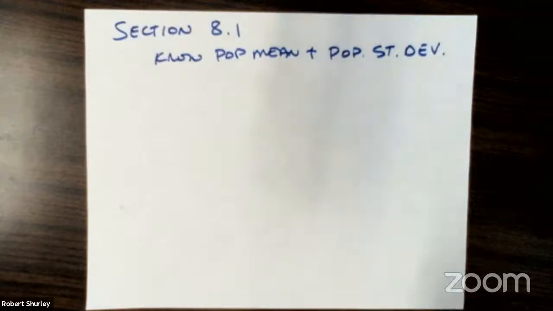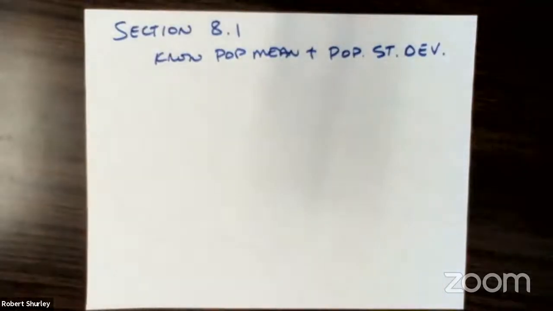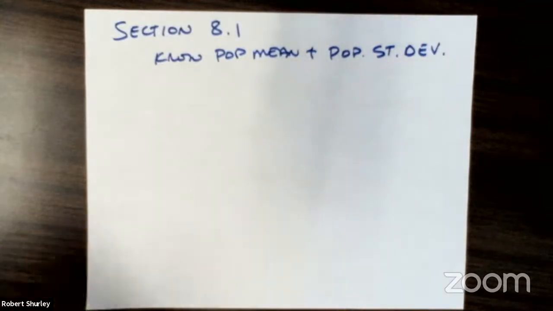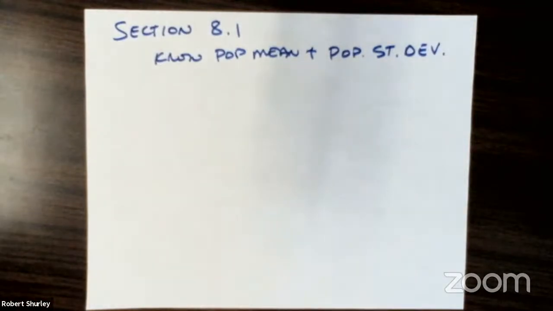Like 8.2, 3, 4, as we go along, this stuff will change. We might not know the population mean. We might not know the population standard deviation, but there's other ways to develop confidence intervals if we don't know those things, or we do know certain aspects of it. So I know that sounds goofy. It'll make more sense when we get there.